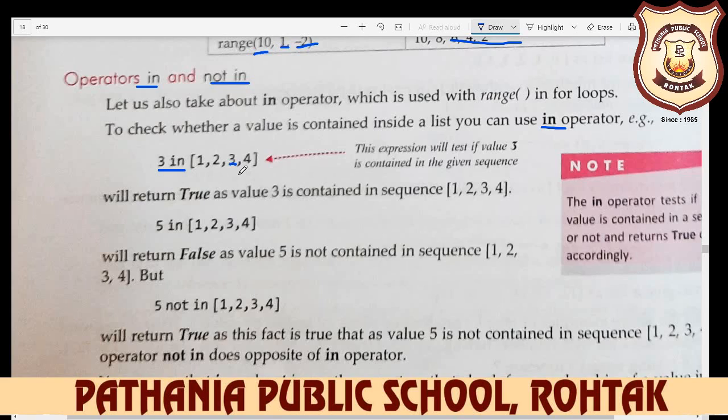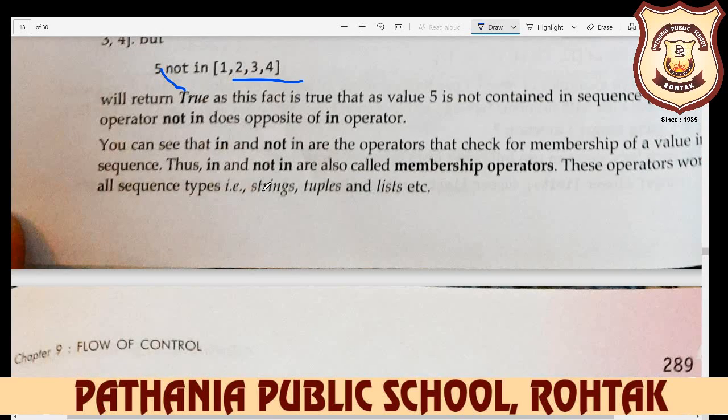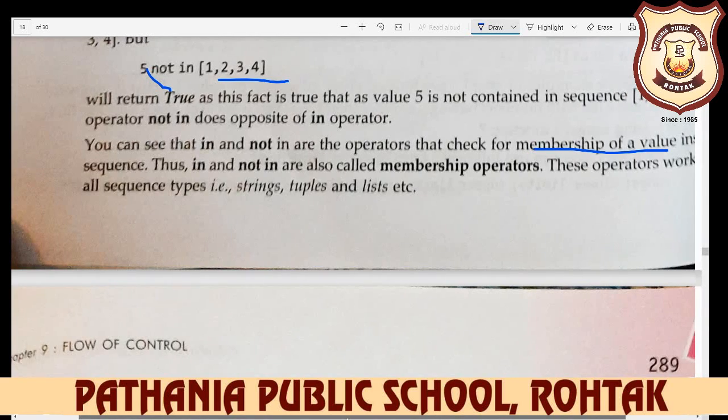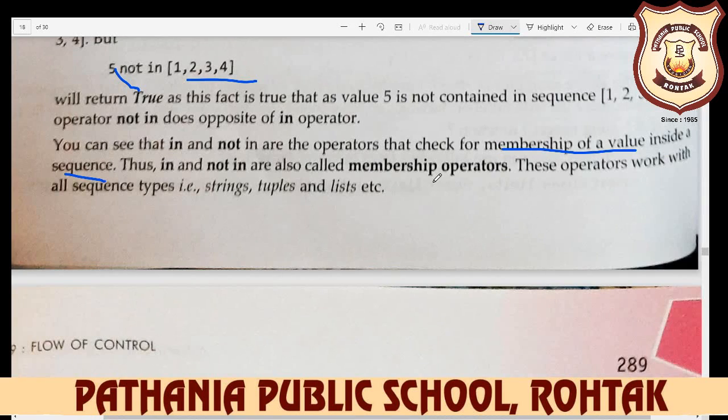It will return true as value 3 is contained in the sequence 1 2 3 4 5. And 5 in 1 2 3 4? No, false, so it displays the answer false. But when we write 5 not in, our answer is true, yes, 5 is not in this list. You can see that in and not in are operators that check for membership of a value in a sequence, inside a list, inside a sequence. Thus in and not in are also called membership operators.